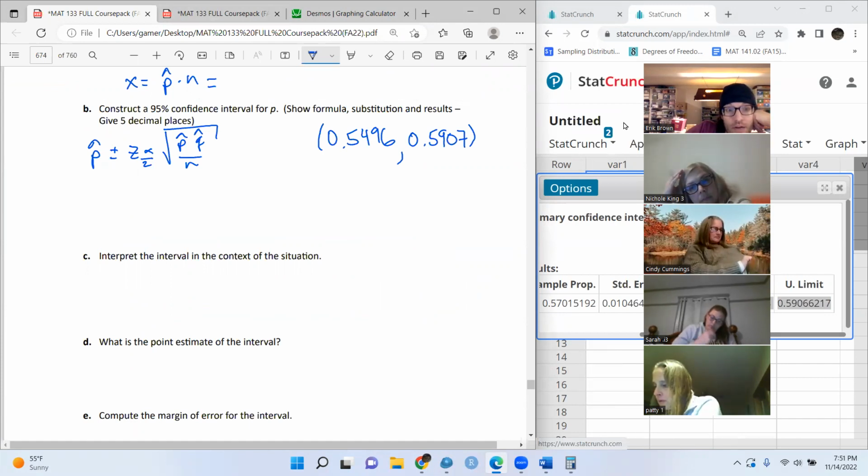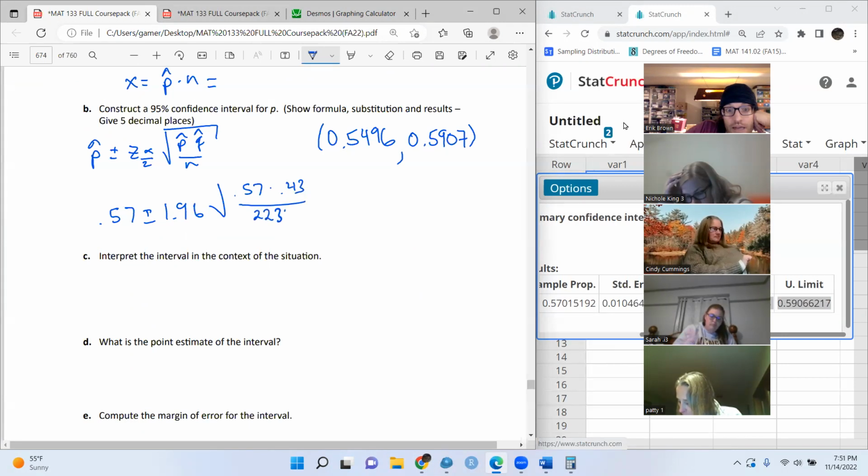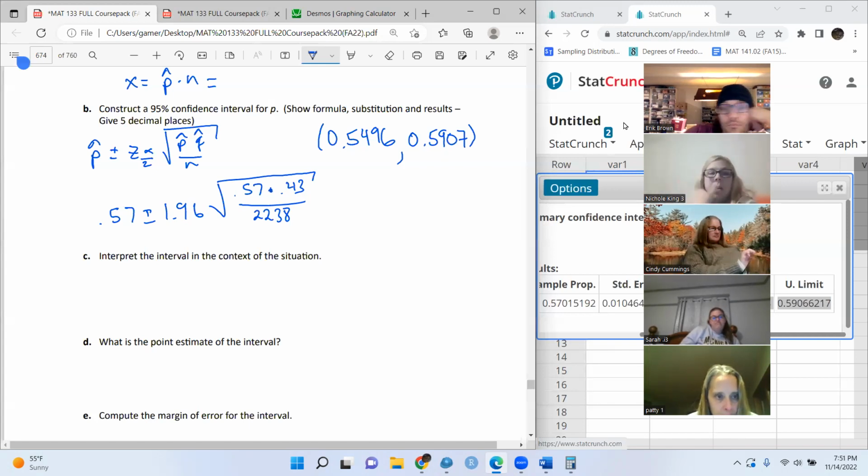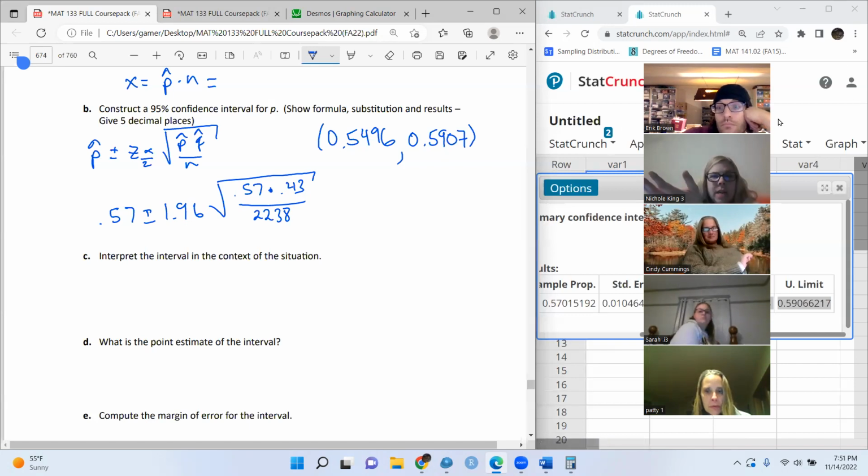So I think the way you've been writing this is you've been putting the numbers right in here. So 0.57 plus or minus 1.96 square root 0.57 times 0.43 all over 2238. This is probably what's on your sheet, right? I'm so confused. Where does X come in? What am I missing with X?